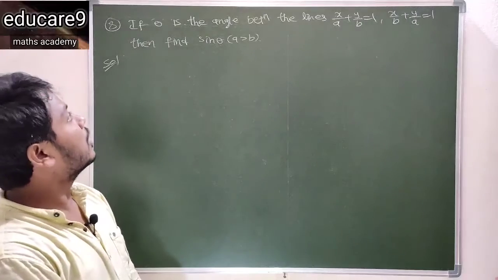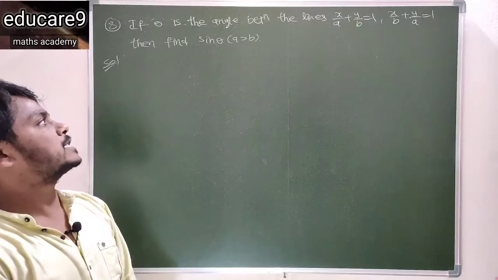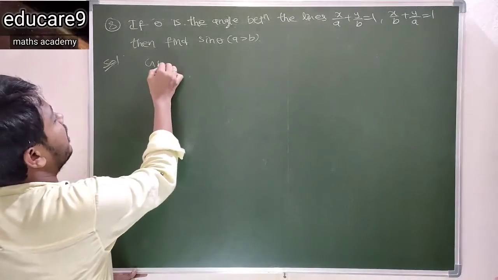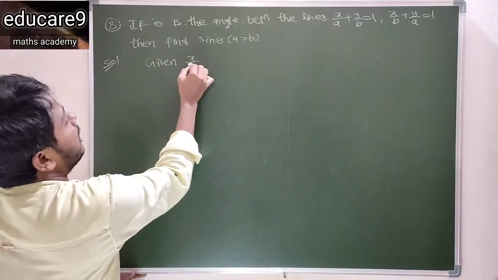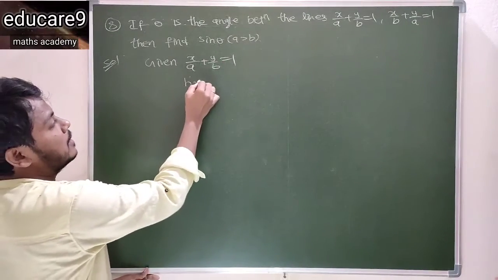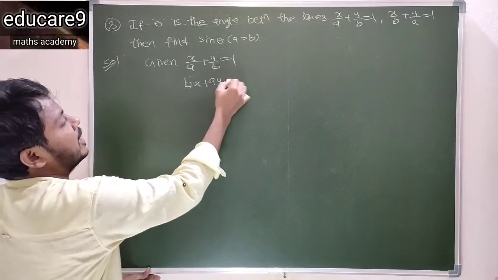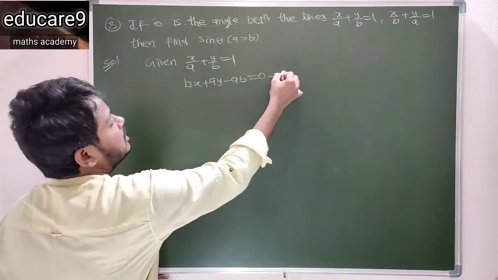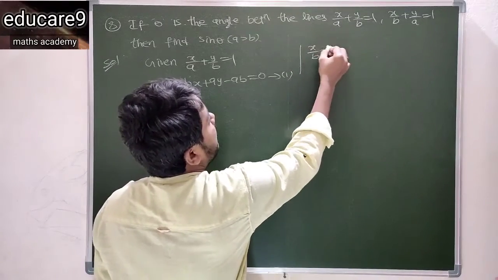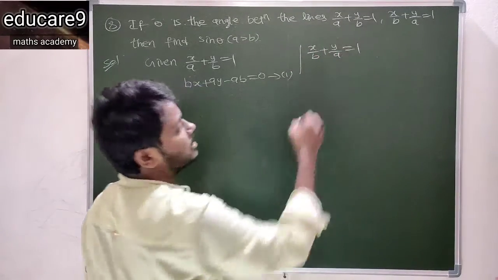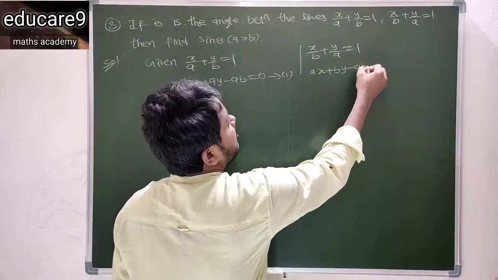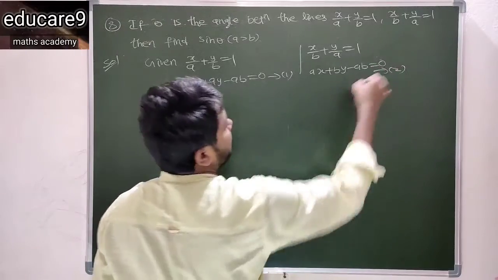So see the eighth one: if theta is the angle between two lines, then find the sin theta value. See here, given lines x by a plus y by b is equal to 1. So clearly, this is bx plus ay minus ab equals 0. This is equation 1. And the second one, x by b plus y by a is equal to 1. So clearly, this is ax plus by minus ab equals 0. This is equation 2.